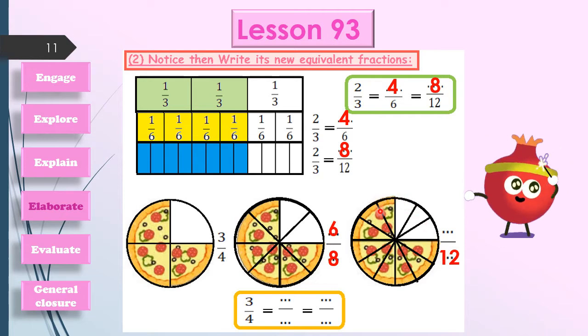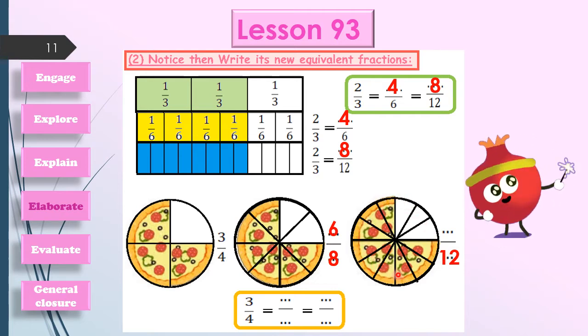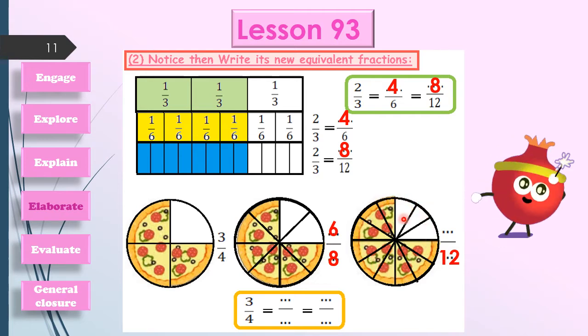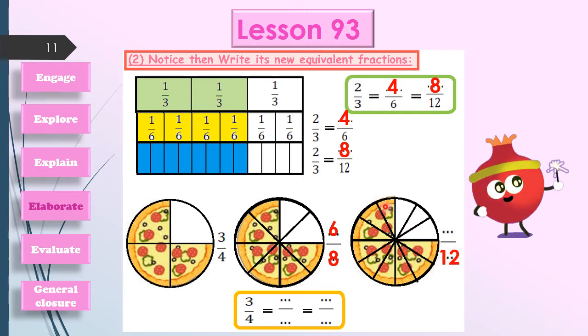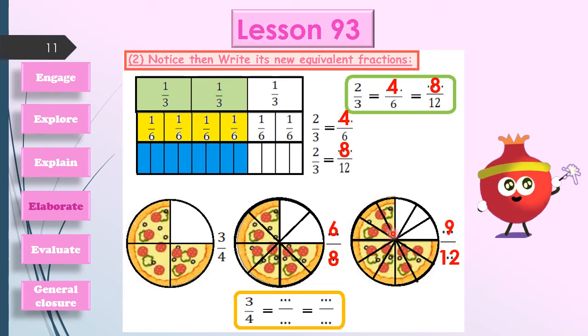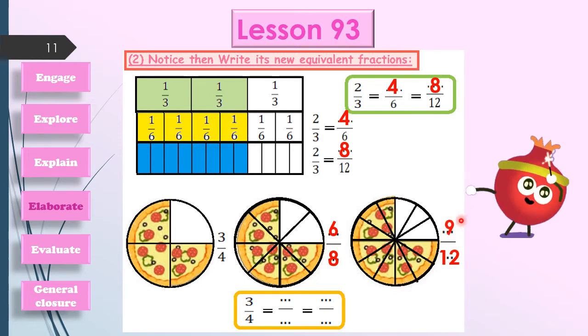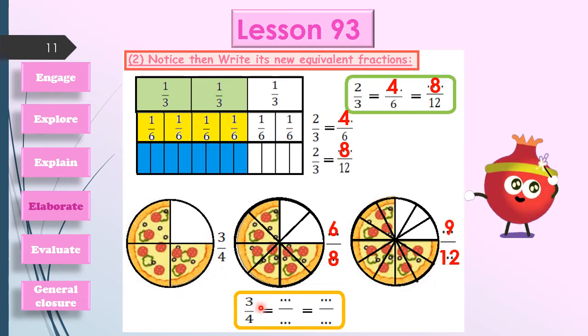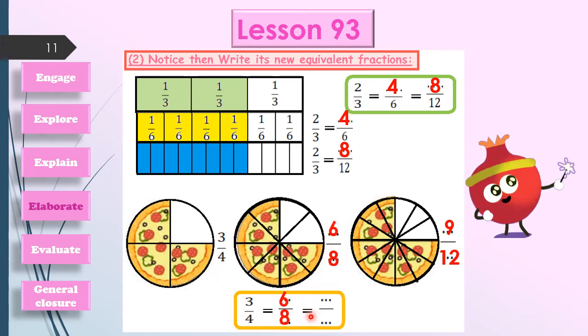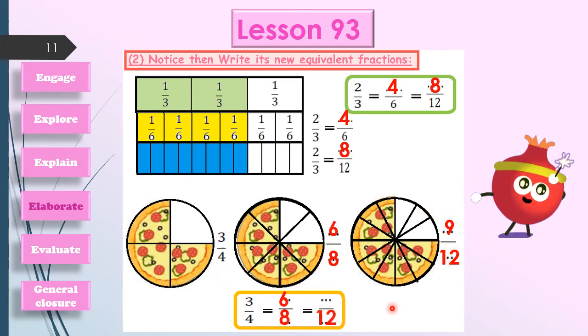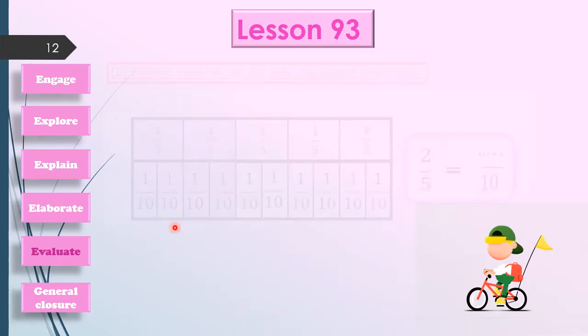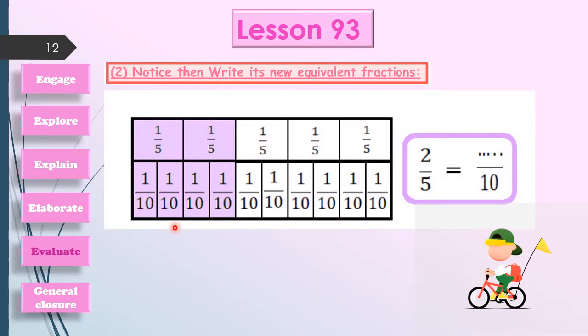Now here we have 1, 2, 3, 4, 5, 6, 7, 8, 9, 10, 11, 12. All parts are 12, in the denominator. And write down the shaded part, it will be 9 parts. It will be 9 twelfths. Then 3/4 is equivalent to 6 eighths, equivalent to 9 twelfths. Good job. Now let's go evaluate our understanding.